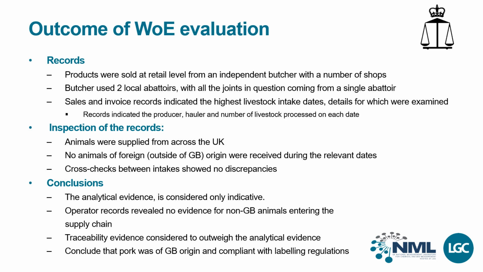If we expand the information to include traceability records, then we can see that the products were sold at retail level from an independent butcher who owned a number of shops, that the butcher used 2 local abattoirs, with all the joints in question coming from just one of those. The respective sales and invoice records indicated the highest livestock intake dates, details for which were examined.